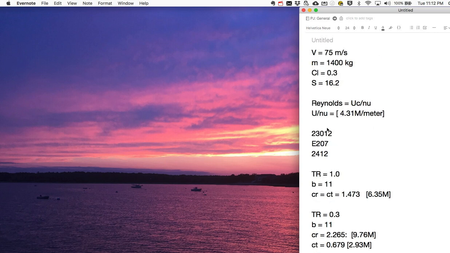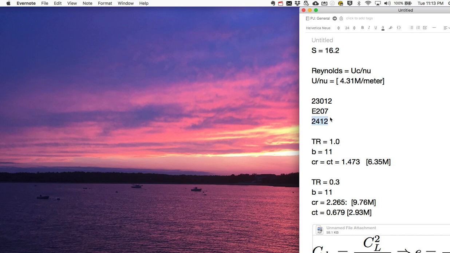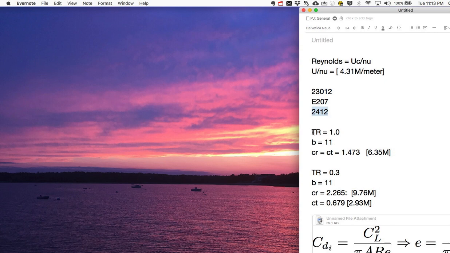And what we're going to do is look at a couple different foils, a 23012, an Eppler 207, if I can find where I put that on my computer, and a 2412, which is the original foil of the airplane. And we're going to look at a couple planforms, I guess just two, a taper ratio of 1 with a span of 11 meters. The root chord and tip chord for that are the equivalent because it's a rectangular wing, a taper ratio of 1.